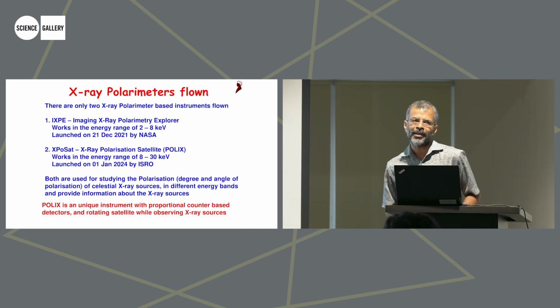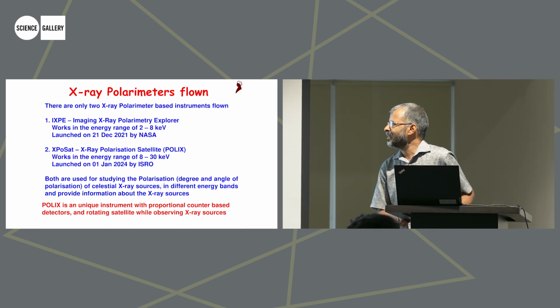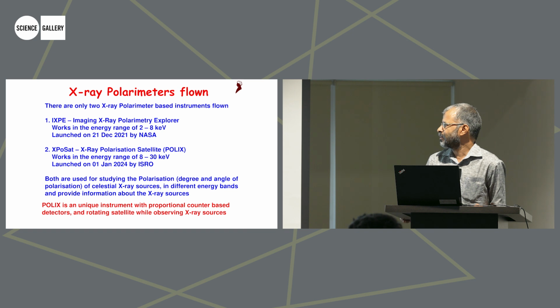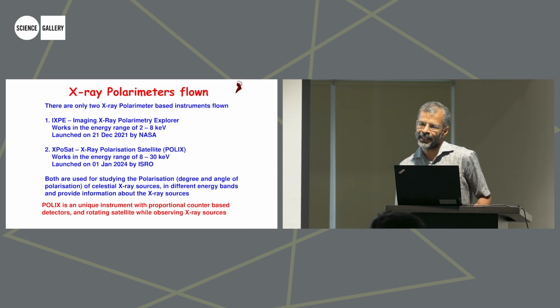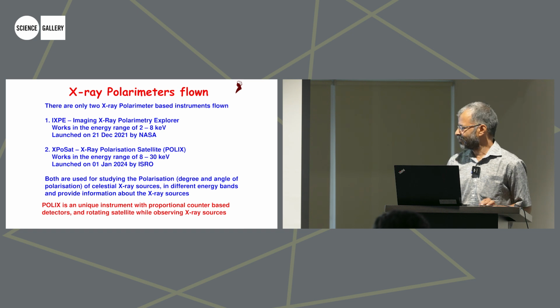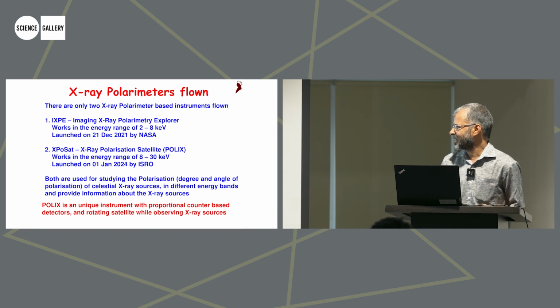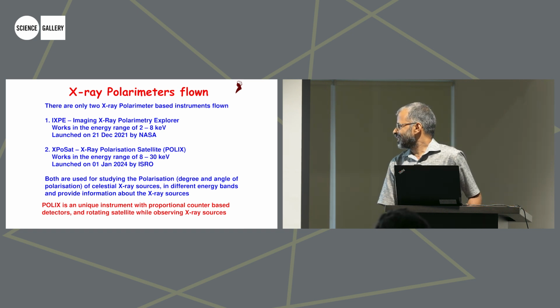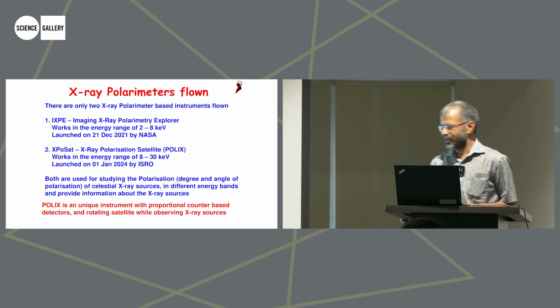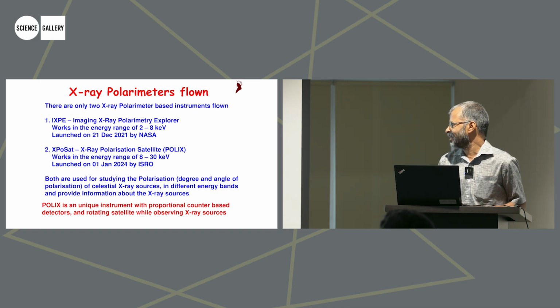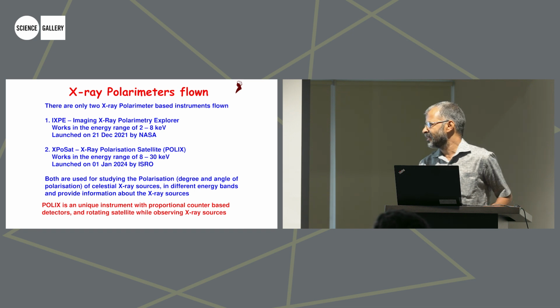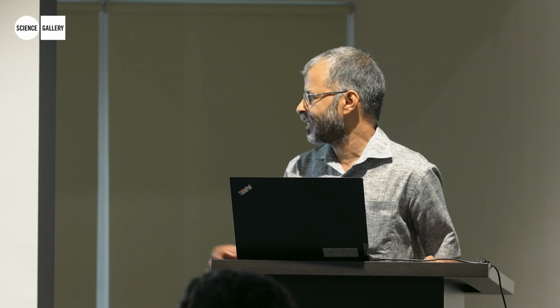IXPE works from 2 to 8 keV energy, and our Polix works in the 8 to 30 keV energy band. Both are used for studying polarization, which is the degree and angle of polarization of celestial X-ray sources in different energy bands, and they provide information about the X-ray sources. Polix is a unique instrument with proportional counter based detectors and a rotating satellite while observing X-ray sources. This is the uniqueness of the Polix instrument.